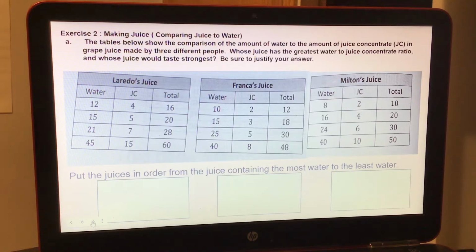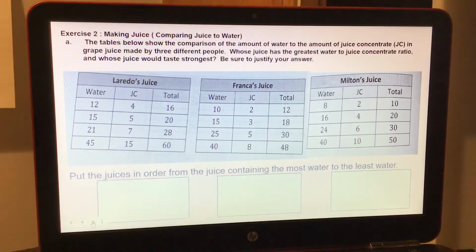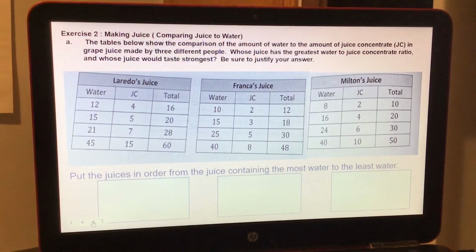Okay, so who has the greatest amount of water is the first one. And the second one is whose juice would taste strongest. When they say taste strongest, it means it has less water in it. Okay? Be sure to justify your answers. So it says, put the juices in order from the juice containing the most water to the least water. So let's start with that.